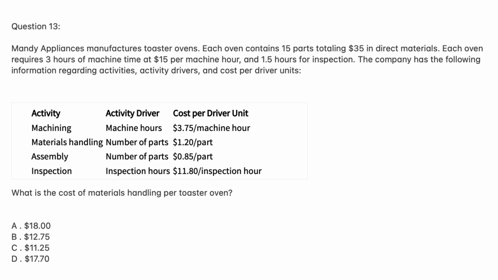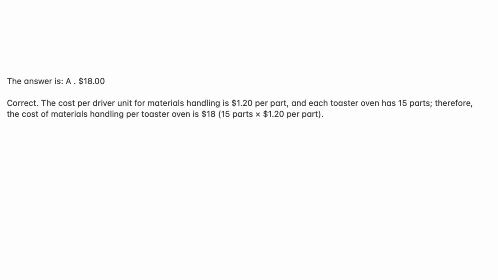Machining, machine hours, $3.75 per machine hour. Materials handling, number of parts, $1.20 per part. Assembly, number of parts, 85 cents per part. Inspection, hours, $11.80 per inspection hour. What is the cost of materials handling per toaster oven? The answer is A. $18. Correct. The cost per driver unit for materials handling is $1.20 per part, and each toaster oven has 15 parts, therefore, the cost of materials handling per toaster oven is $18, 15 parts times $1.20 per part.